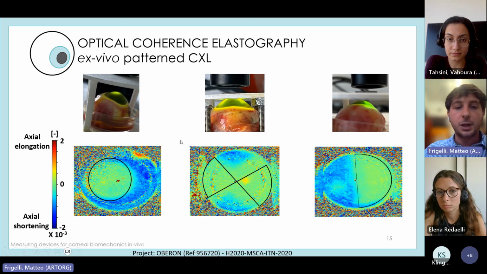And this is a representation of the results we got: the axial strain after inflating the cornea with 30 millimeters of mercury. As you clearly see in these images, the cornea was displacing and deforming less in the irradiated areas, the ones in black, and it was shortening along the axial direction in the non-irradiated areas. So we applied a mechanical change in the properties of the cornea with cross-linking, and we see this change nicely with optical coherence elastography.